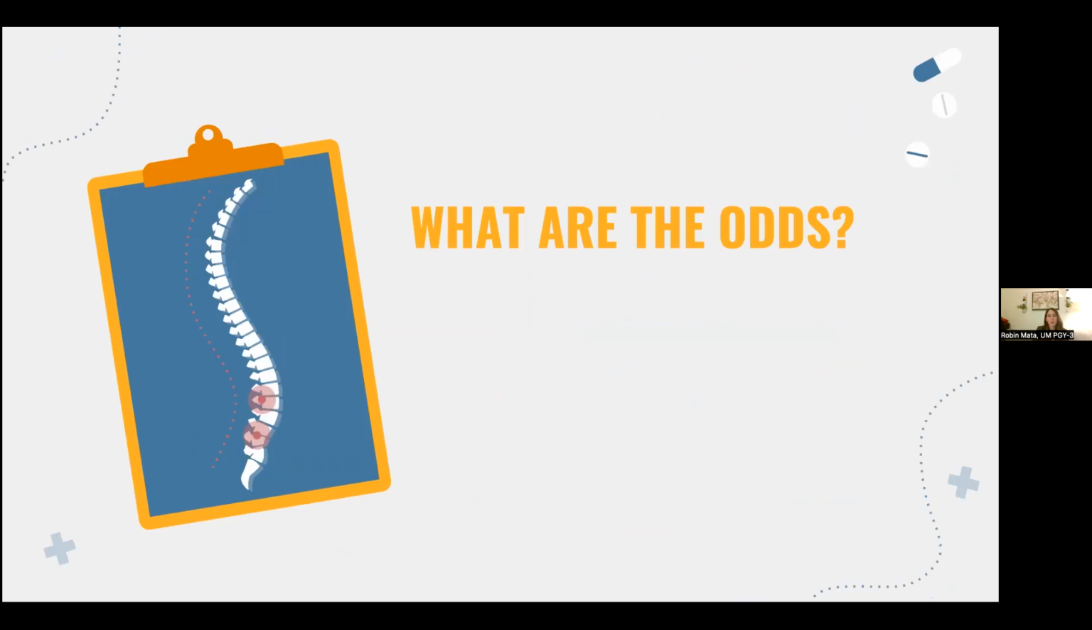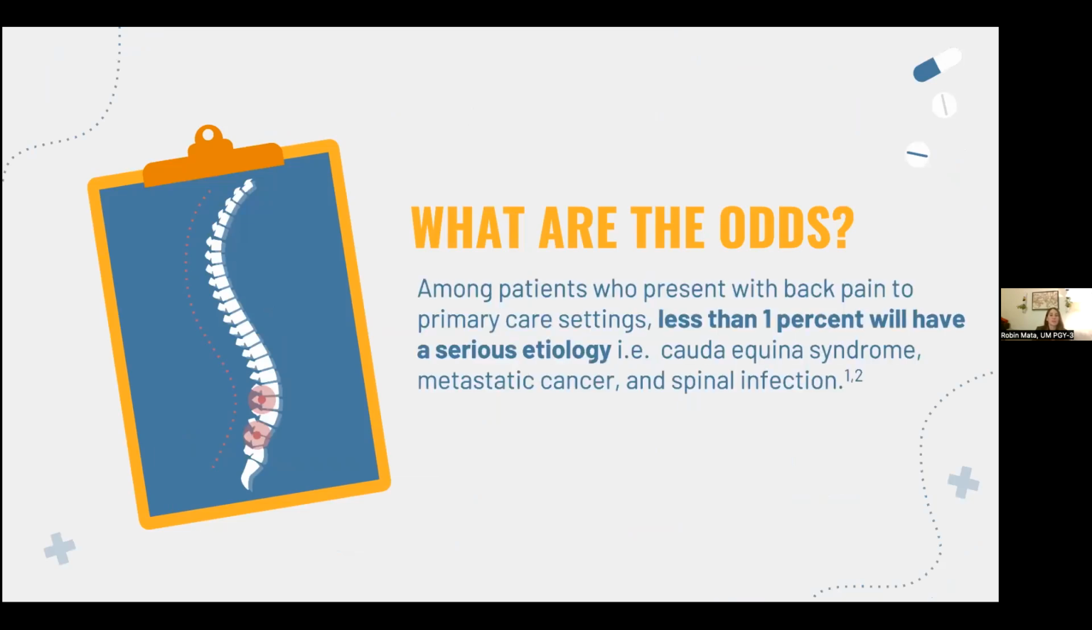Okay, so why am I covering what I chose to cover with my differential diagnosis? So common things are common. Among patients who come in with back pain, less than 1% are going to have a serious etiology, like a cauda equina, a metastatic cancer, or a spinal infection. So unless you're in the ER, and even if you are, definitely think of the common things first because they're pretty common.